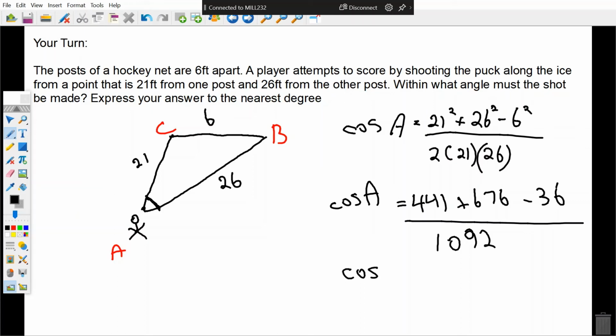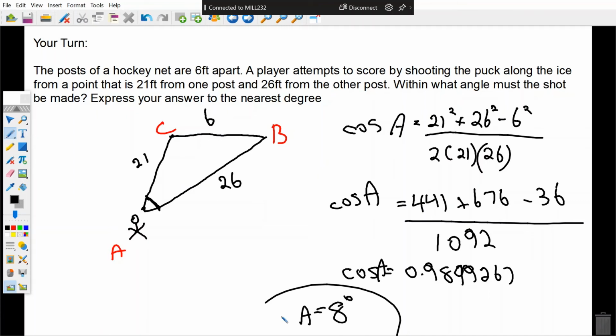Cos of A equals 0.9899267, etc. Second function cos. We are given that the cos of A, he has 8 degrees to make this shot.